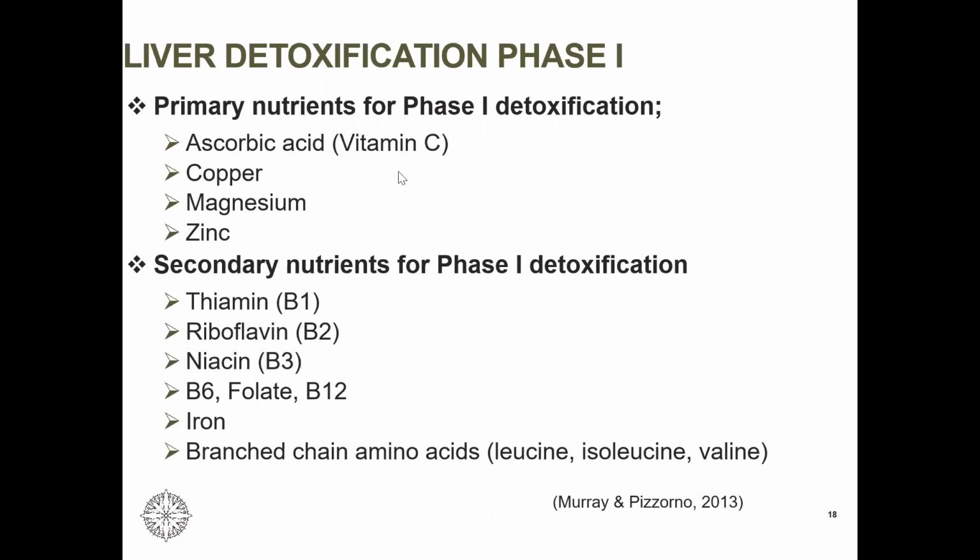So, ascorbic acid is important because it helps in rejuvenating glutathione. Copper and zinc and magnesium are important because they support another endogenous antioxidant, which is metallothionein or superoxide dismutase. So that's why they are important. However, iron, thiamine, riboflavin, they are all together very important for phase 1 detoxification.